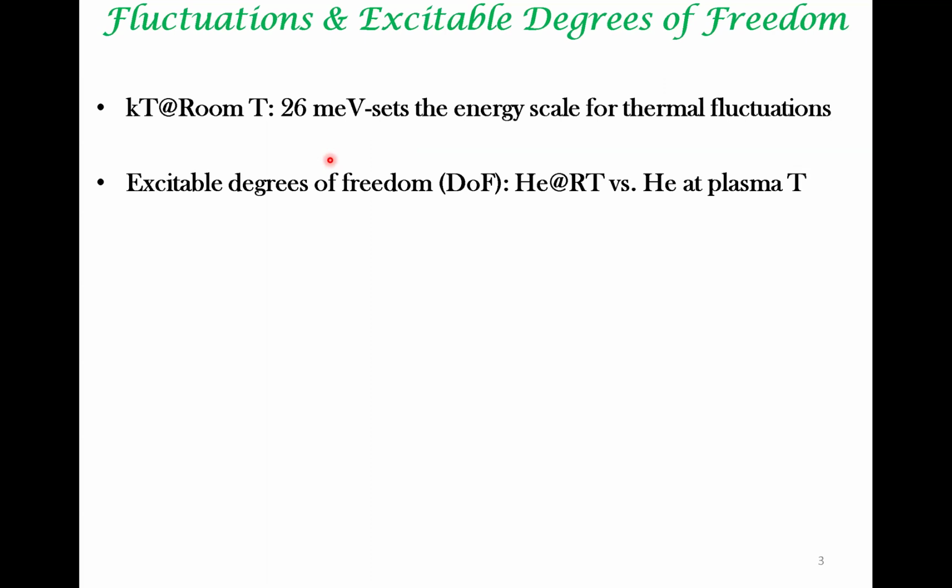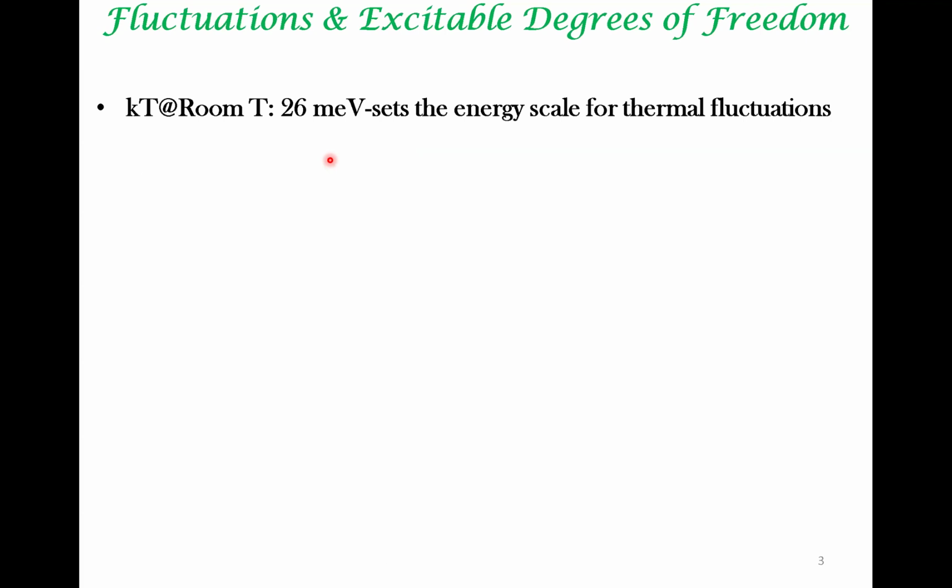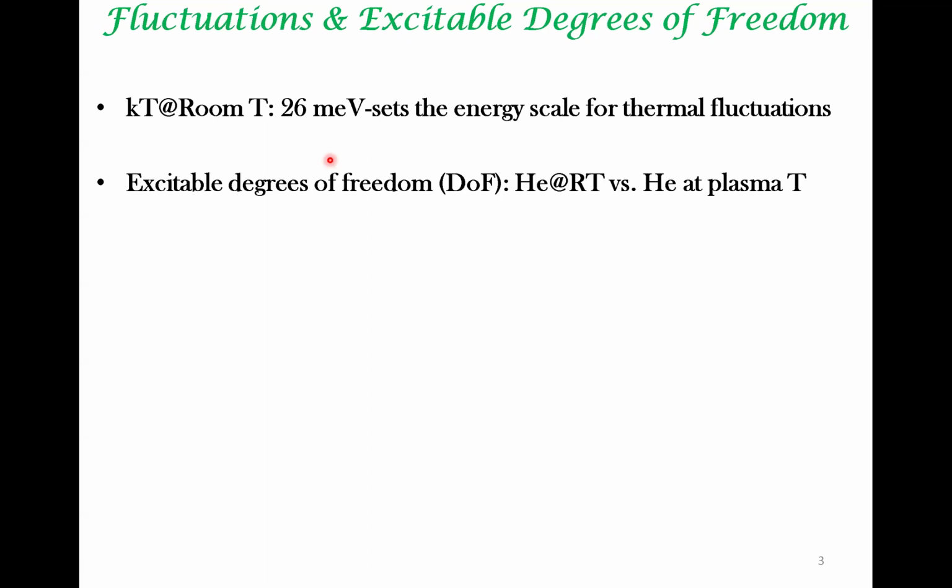Another important point is that whenever we talk about thermal energy being stored, half kT is stored in every degree of freedom. We are talking about excitable degrees of freedom. When you look at helium at room temperature, it has 3 degrees of freedom, because along the x-axis, y-axis, and z-axis there are 3 translational degrees of freedom wherein energy can be stored. You can have kinetic energy along the x-axis, y-axis, and z-axis.